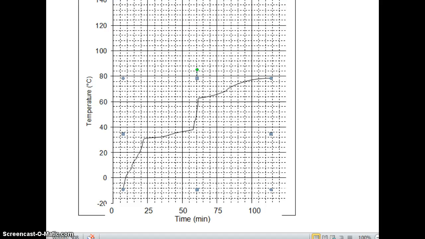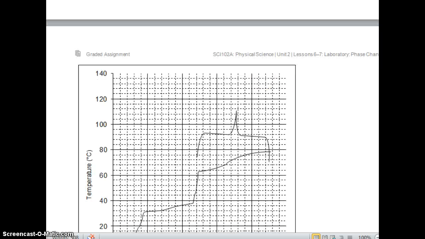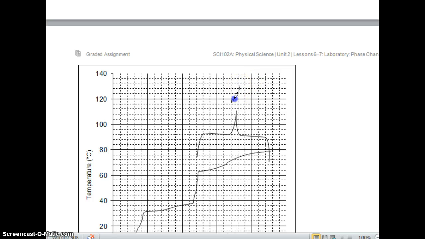Then I want you to label on there. So if you want, you can use the shapes like this, or you can color code, whatever is easier for you. But I'm going to say, okay, from this point here to this point here, let's say that that was when the water was boiling. So that's D. So then I would insert a letter D. Again, if you would rather do this by hand, you are more than welcome to, or you can go ahead and do it on Word. If you need help with how to do it on Word, please let me know, and I'd be more than happy to help you with that.